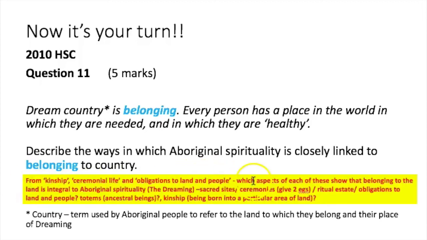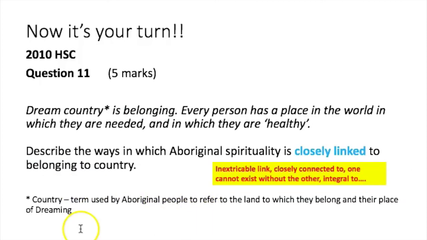From these three aspects, you could look at sacred sites, ceremonies, give two examples, ritual estate, obligations to land and people, but you have to link them to belonging. Have a think about totems, ancestral beings. How are they linked to country? Think about kinship, inextricable link, closely connected to, one cannot exist without the other, integral to.